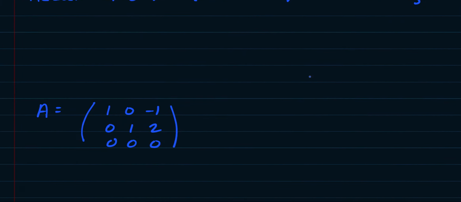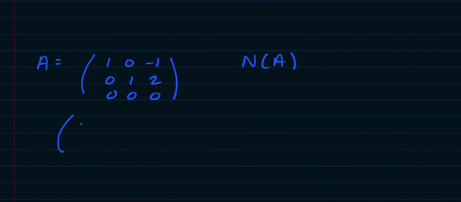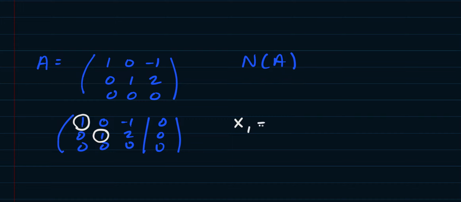So for example, if we have this matrix A, to find the null space of A, remember what we do. We make an augmented matrix, 1, 0, 0, 0, 1, 0, negative 1, 2, 0, put a row of zeros here, and put it in reduced row echelon form. Now the matrix I gave you is already in reduced row echelon form, so we solve for the pivots, and we see that x1 is equal to x3, and x2 is equal to negative 2x3, and x3 is a free variable.